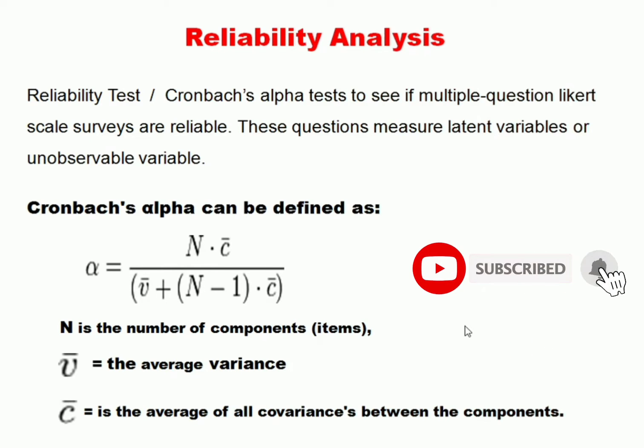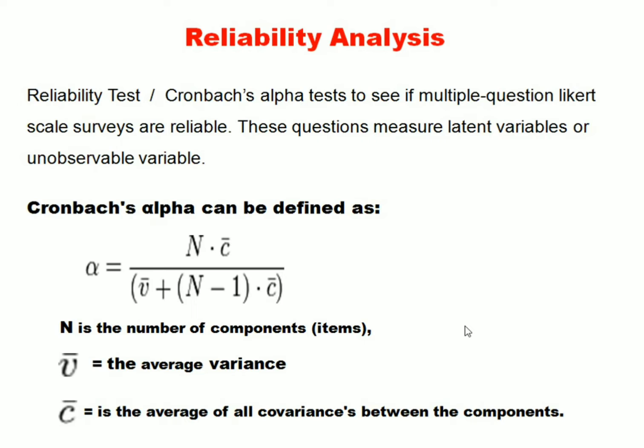Now we are going to discuss reliability analysis. Reliability test or Cronbach alpha test is to see if multiple questions in a Likert survey scale are reliable. These questions measure latent variables or unobservable variables. Reliability analysis refers to the fact that a scale should consistently reflect the construct it is measuring.